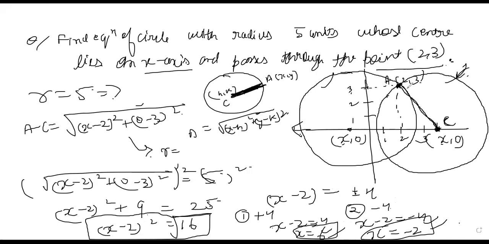Most of the students will think that only one circle will form, which passes through the positive side of the x-axis. They will open x minus 2 as 4, not minus 4. That will be the major mistake. So always open the square root as plus 4 and minus 4, then we will get two values of x. So here x equals 6, which is on the positive part of the x-axis, or minus 2, on the negative part of the x-axis.